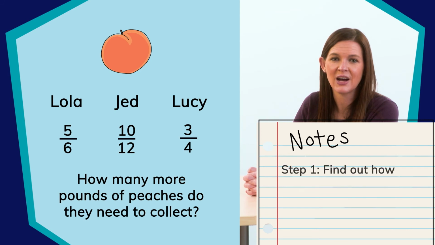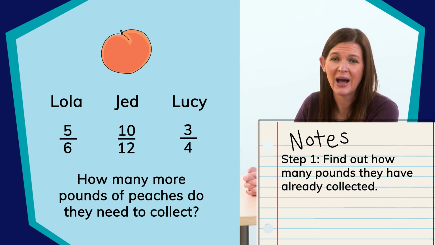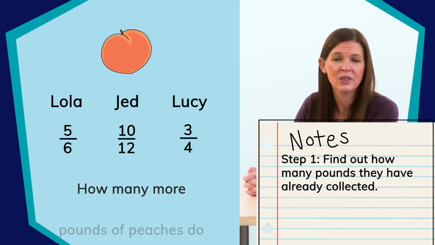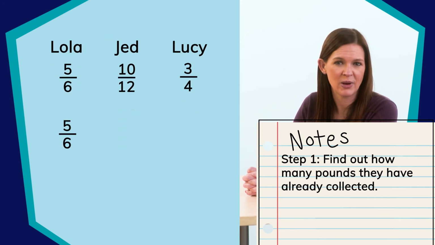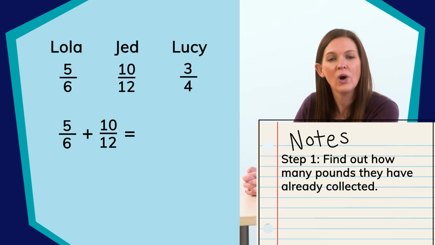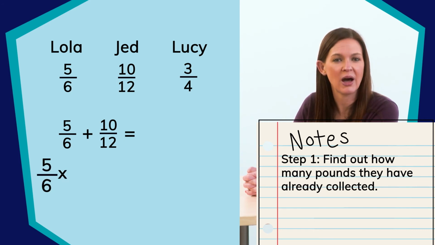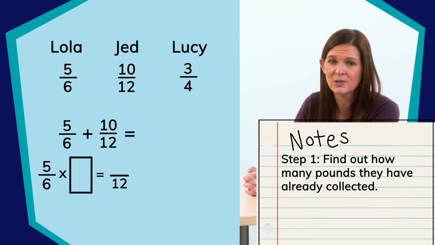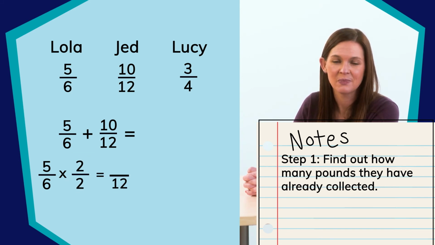So first we need to find out how many pounds they already have by adding what they have collected so far. Let's add Lola's 5/6 of a pound to Jed's 10/12 of a pound. Using what we know about making equivalent fractions by multiplying a fraction by an equivalent of 1, what will we need to multiply 5/6 by to get an equivalent fraction with 12ths in the denominator? Fantastic, 2/2. So 5/6 times 2/2 will be 10/12. Wow, they collected the same amount of peaches.